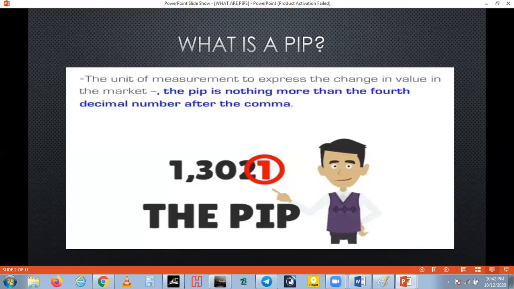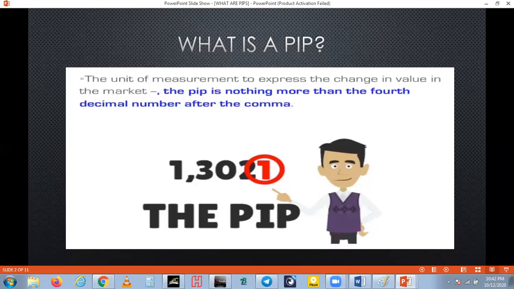We call it pips. So what I'm saying basically is, if you expect the value of a currency pair to rise, what will you do? Place a buy, right? In my last class, I taught you that. So when you expect a currency pair value to rise, you place a buy order. You want to buy that currency. When you buy that currency and the value keeps going up, that up movement is what we measure in pips.